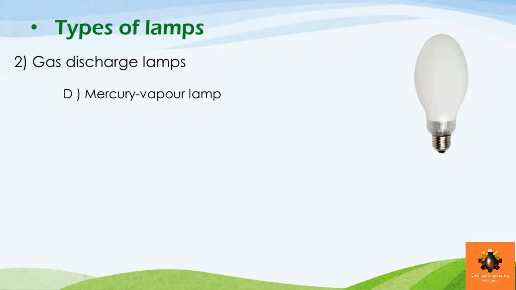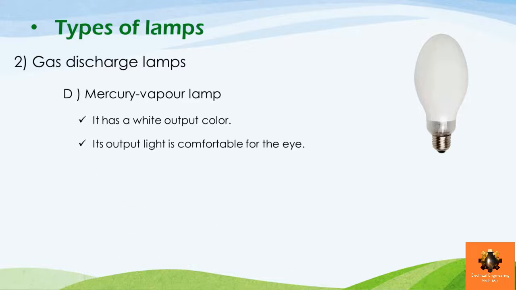and in that case we are using the mercury as the gas which is discharged to produce the output light. And this type of lamps has a white output color, so it produces a white color. And for that reason its output color is a comfortable one for the eye, as the white color is comfortable, unlike the yellow color for the sodium lamps which was a non-comfortable one. And for its output lumens, it produces fewer lumens than the sodium lamps.